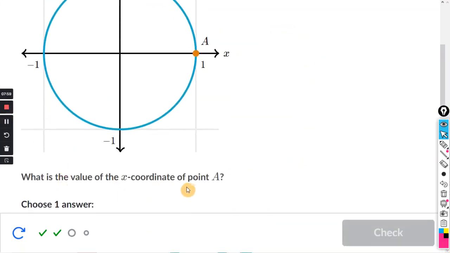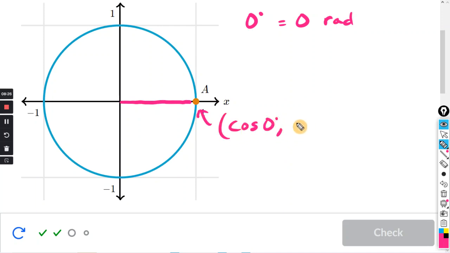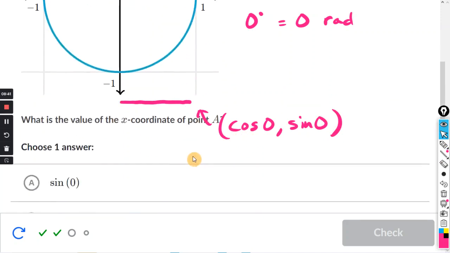All right, so here they want the x-coordinate of point A, and this one here is right on the positive x-axis. So that doesn't even go anywhere. That's just 0 degrees, which is the same as 0 radians. Okay, so the coordinates for that point, the x-coordinate is the cosine of 0, and the y-coordinate is the sine of 0. I guess I shouldn't put degrees because these are in radians. So it's cosine of 0 and sine of 0. They're asking for the x-coordinate, so it's going to be the cosine of 0.